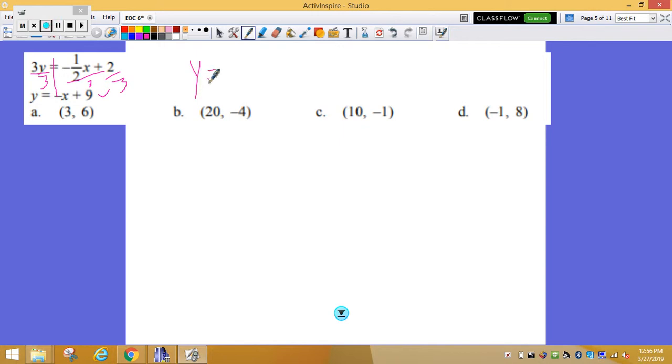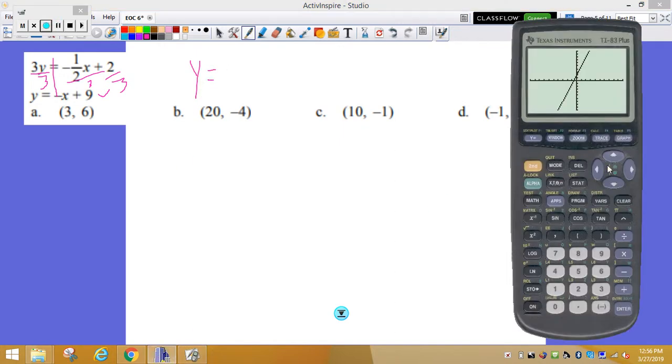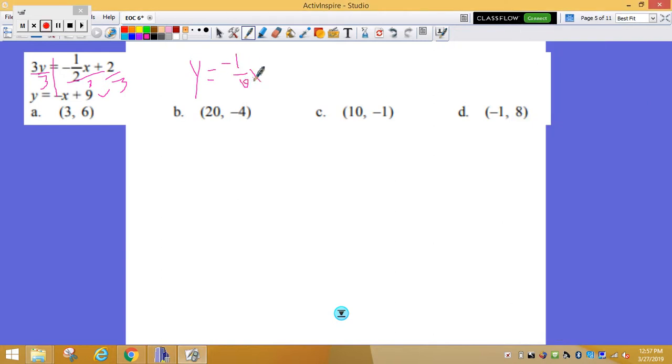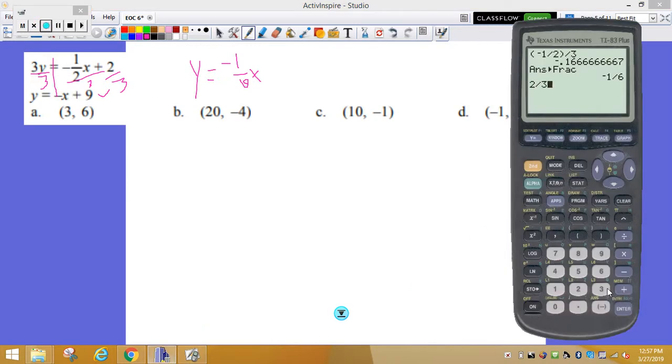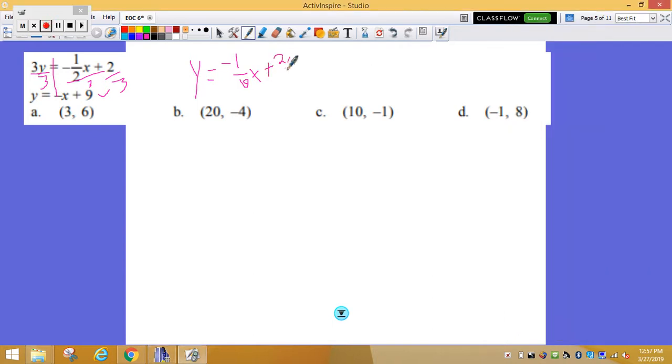So I got y equals, let's do this in my calculator because again, I want to make sure you're good at doing fractions and division. If you have a fraction, we put it in parentheses. So I'm doing this right here, negative 1/2, and we're dividing it by 3. Let's turn that to a fraction. Math, enter, enter. So we get negative 1/6 x, and then let's do 2 divided by 3. Change it to a fraction. We get positive 2/3.